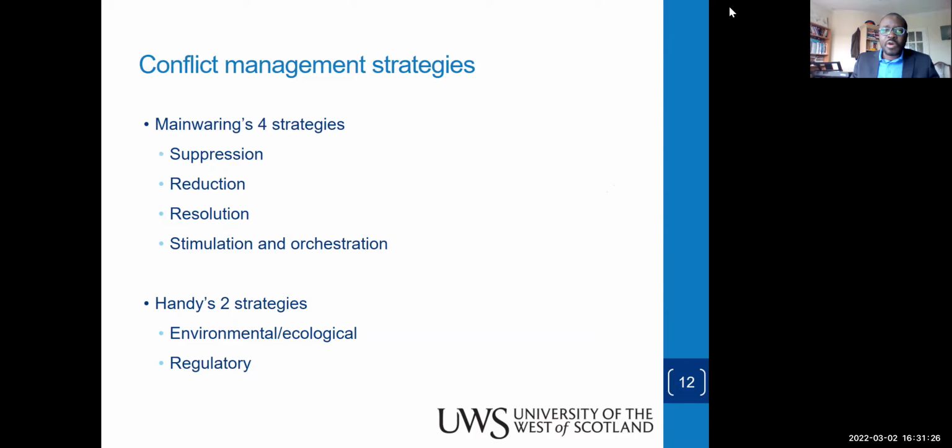Now, conflict management strategies are a lot. If you take a very good look at Hachinsky and Buchanan, 2001, their article, they give a lot of information there. So there are four main strategies that we could always use in terms of managing conflict. One, we have what we call the suppression. More or less, it's like they are playing down the conflict. Conflict suppression. And then we have the conflict reduction. And then we have the conflict resolution. Then we have stimulation and orchestration.